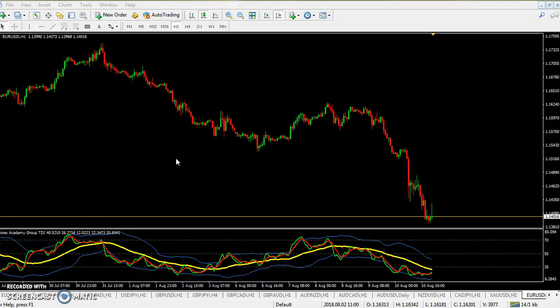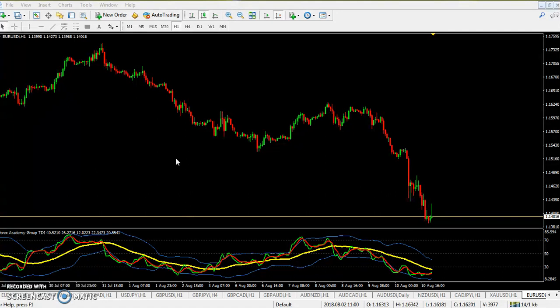Today I wanted to go over real quick the Traders Dynamic Index. There are quite a few people out there that use a TDI. There are many different ways of using a TDI, but a lot of people don't know how to use it. There are many different ways to use this indicator.